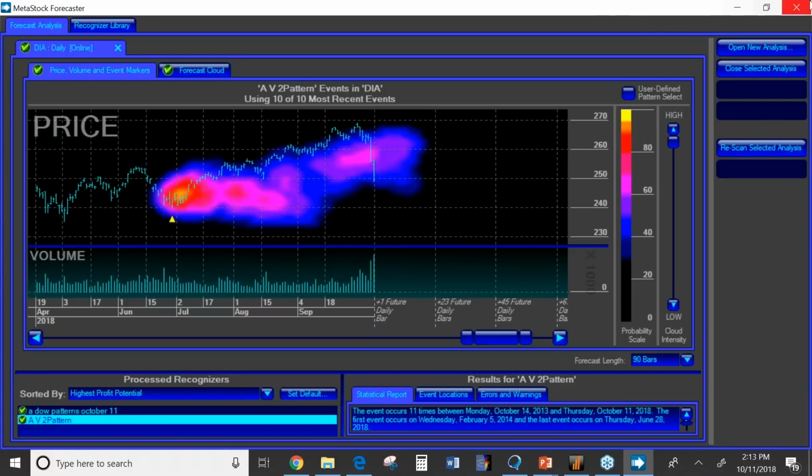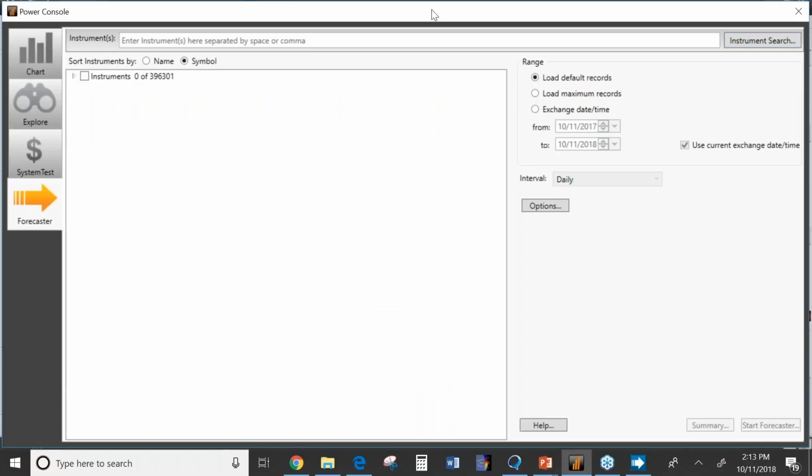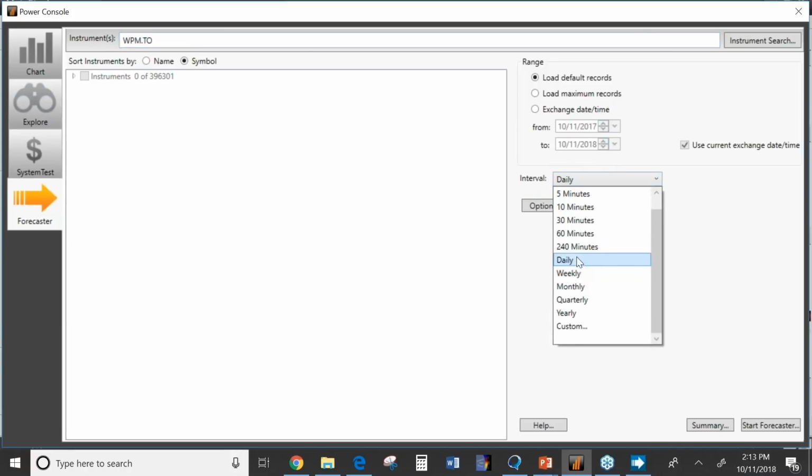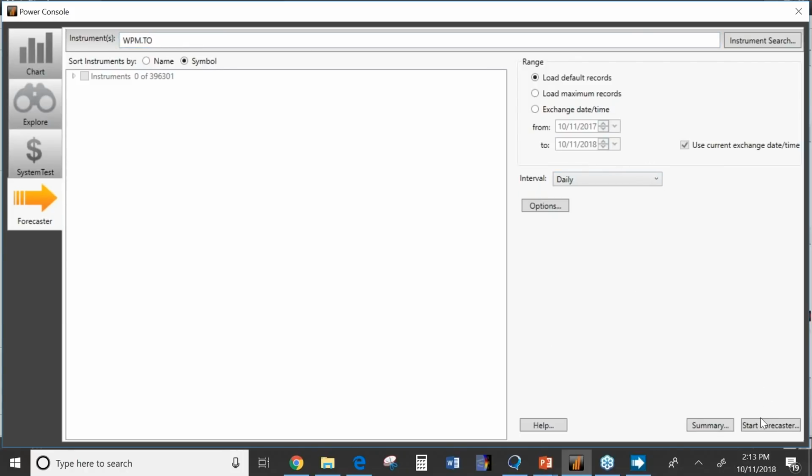So let's open up a new chart pattern. I'm going to click on the Open New Analysis button right here. And we'll quickly look at WPM.to for you, Don. Okay. And we'll just do it on a daily. You can change the interval on this. You can do intraday, you can do weekly, you can do whatever you want.